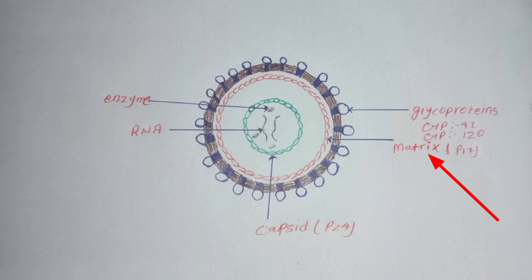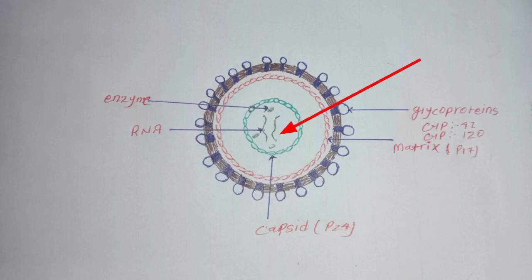This is the matrix. The matrix is P17. The capsid is present inside the matrix, so this one is going to be the capsid. The capsid is P24. Whatever the virus has, its genome, its enzymes, everything will be present inside this capsid.